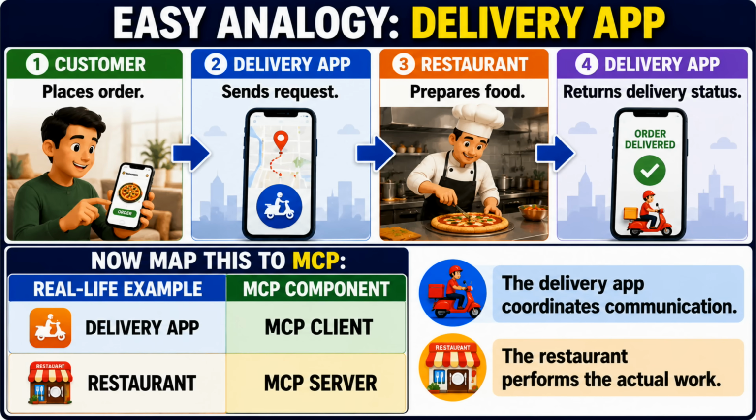Now we will see the analogy. Think about a food delivery app. A customer places an order. The delivery app sends the request. The restaurant prepares the food. The delivery app returns the delivery status. Now map this to MCP. The delivery app is the MCP client. The restaurant is the MCP server. The delivery app coordinates communication. The restaurant performs the actual work.